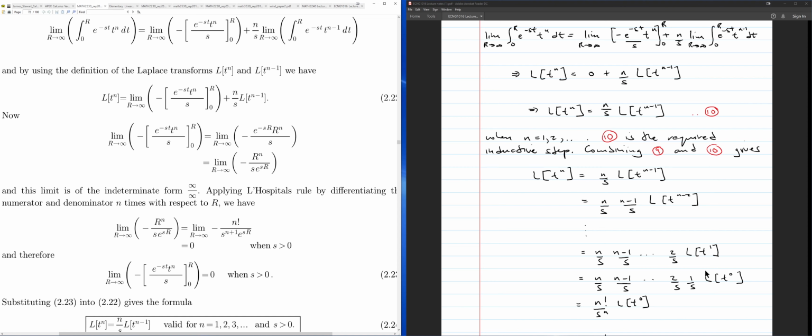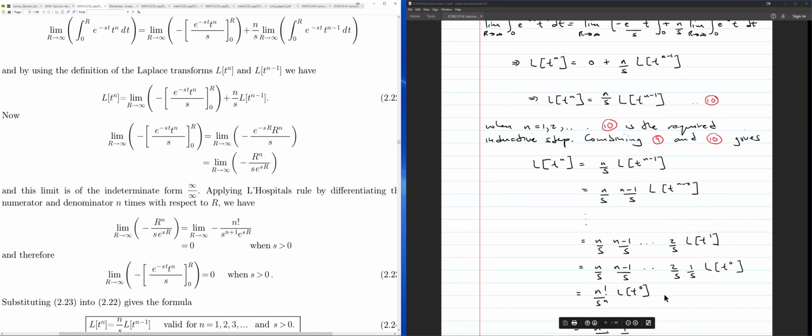I can use this statement again when I have Laplace of t to the 1. This would give me 1 on s, Laplace of t to the 0. And Laplace of t to the 0, I know from before, is equal to 1 on s.